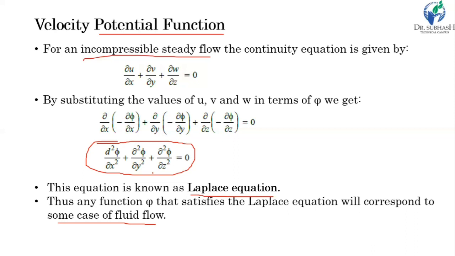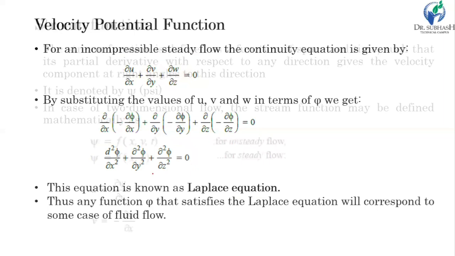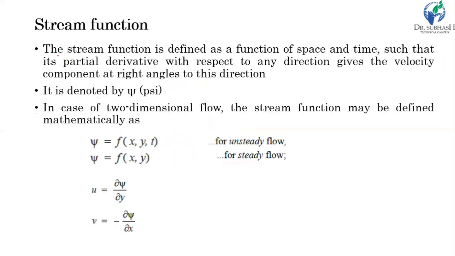So now move on to stream function. As with the velocity potential function, the stream function is defined as a function of space and time such that its partial derivative with respect to any direction gives the velocity component at right angle to this direction. So what is the difference? The difference is that in the velocity potential function, the derivative gives you the velocity in that direction, whereas in the stream function, it gives you the velocity at right angle. And mostly, the stream function works only for the two-dimensional Cartesian coordinate system. It is denoted as psi.